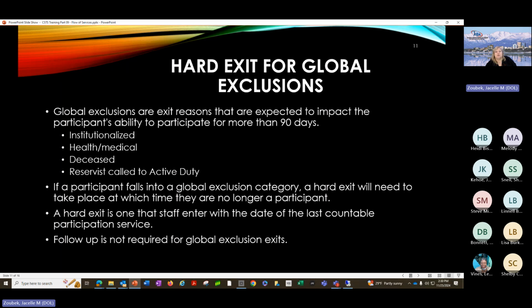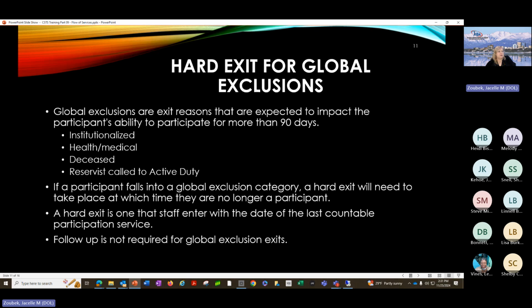Hard exit for global exclusions. You are creating this exit yourself. So you have to click in the exit section and you have to select a reason for global exclusion. This is if someone doesn't have the ability to participate for more than 90 days for one of the following reasons: they were institutionalized, had health or medical issues, they became deceased, or a reservist called to active duty. And there is one more that is more common for youth than it is for adults or dislocated workers, and that would be that they're in the foster care system and the foster care system moved them to a different community.